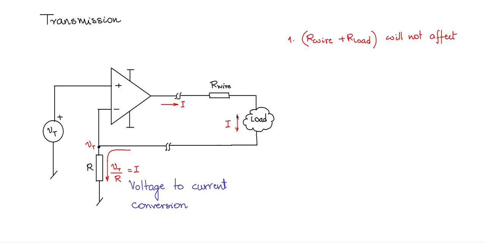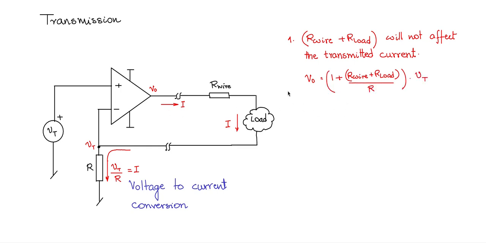The value of the current that is going to flow is only decided by this component R and VT, that is the input voltage. So therefore it is immune to all these wire impedances. But what is V out? V naught is 1 plus R wire plus R load divided by R, into VT. So this is V naught.